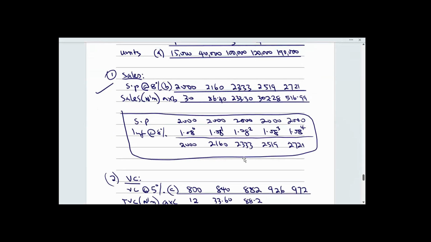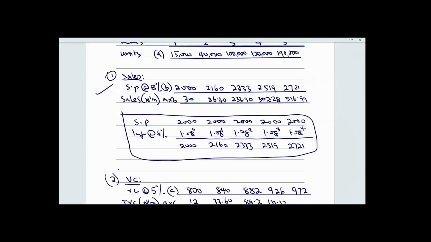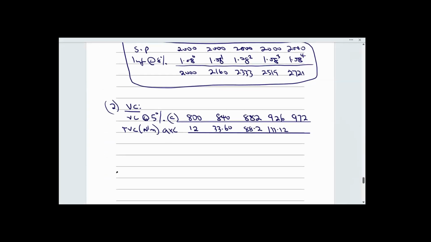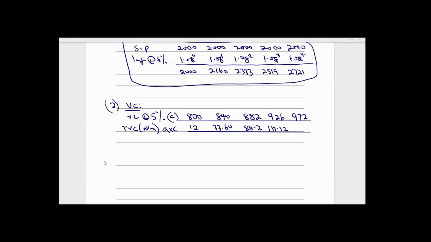Year 4, 120,000 units multiplied by 926. That's 111.12. Then finally, year 5, 190,000 units multiplied by 972. That's 184.68.